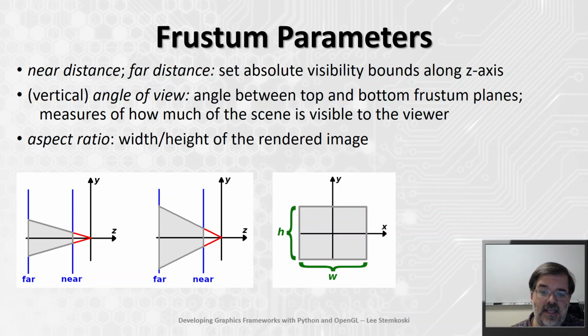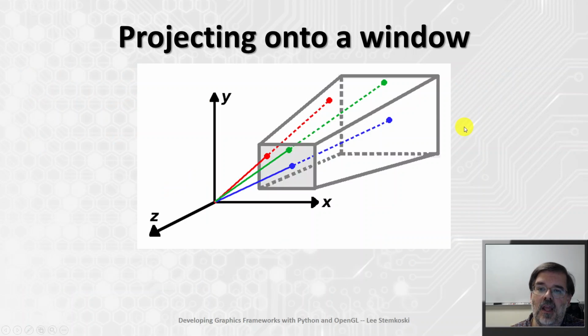All right, to actually calculate where points in the three-dimensional scene will end up, we're going to do some projection. So the idea is to take points within your frustum. Here we have 3 points, a red point, a green point, and a blue point. We want to see where they would end up. So this front rectangular region of the frustum, we can think of that as our projection window.